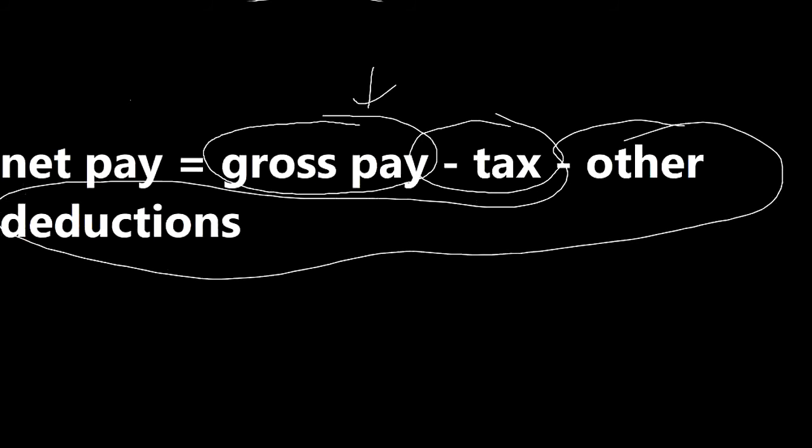Some of these deductions, for example, can include things like extra contributions to your superannuation or your retirement fund. And these are usually the things that the government doesn't want to tax you on, because they want to encourage more of it.